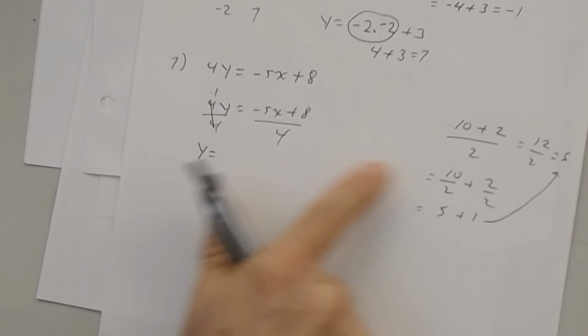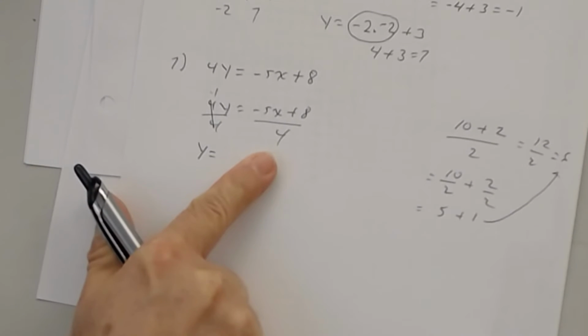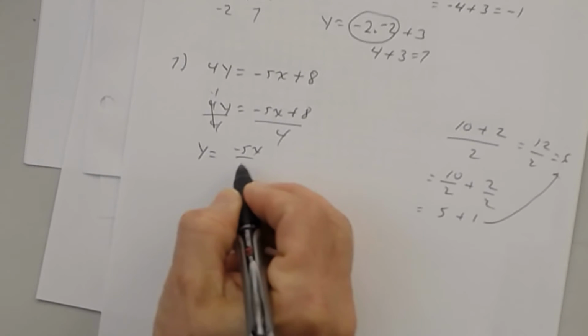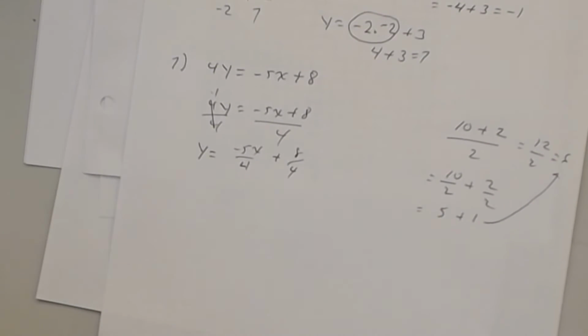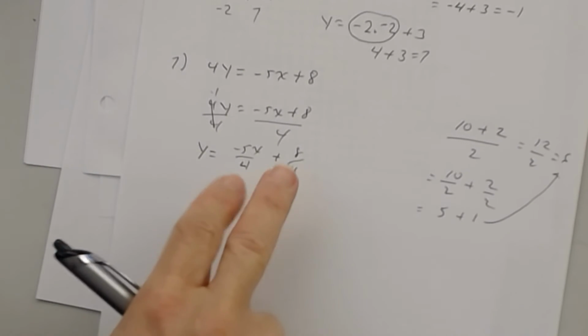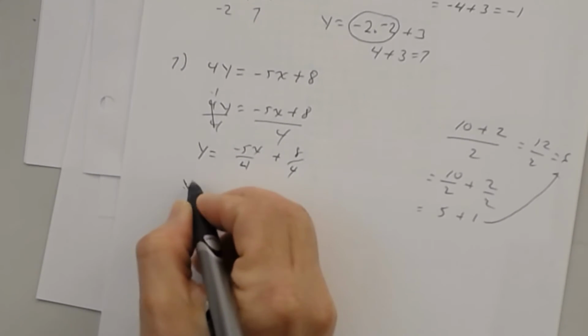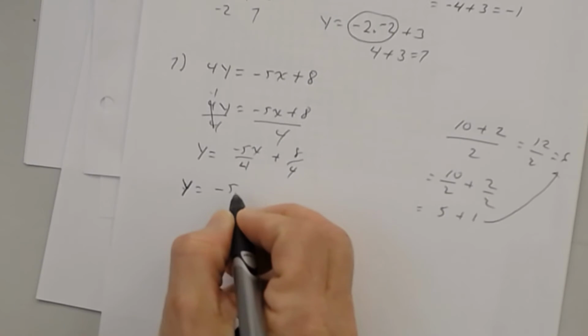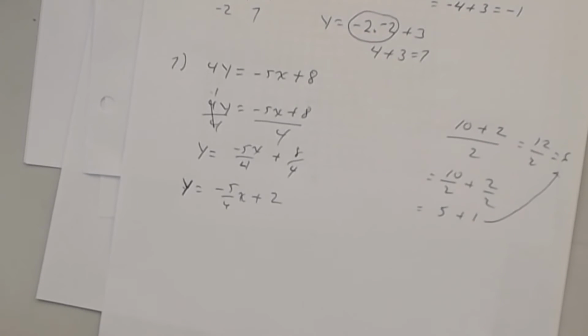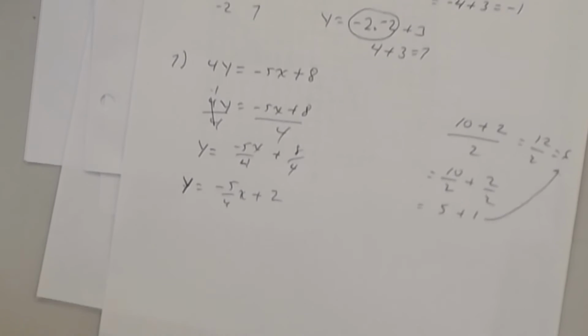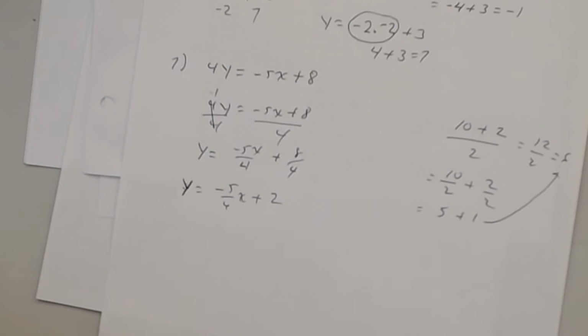So what you want to do here is what we did here. Write this as 2 fractions, or 2 terms. So this becomes negative 5x divided by what? 4. Plus 8 divided by what? 4. And then reduce. What part of this can I reduce? 8/4. So this becomes y equals negative 5/4 x plus what? Not 1/2. 8 divided by 4, not 4 divided by 8. 4 divided by 8 is 1/2. What's 8 divided by 4? 2. 8 divided by 4 is 2.